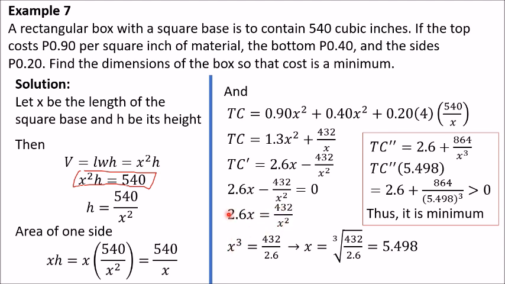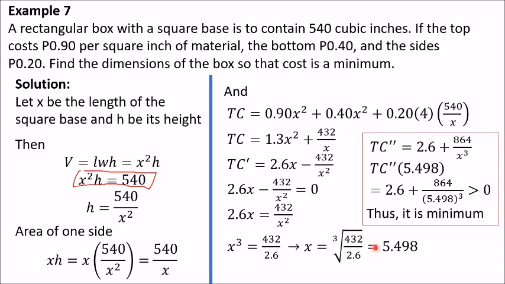And then 432, itong 2.6, tanggalin natin dyan. Ipababa natin dito, 2.6. Just like, parang sabay tayong nag-divide both side by 2.6 at nag-multiply din tayo both side ng x squared para ma-cancel itong x squared at yung 2.6 doon. So, ito yung kanyang resulta. And then now, solve for x here. We know that the x cubed, when you solve for x, it will become the cube root of this quantity. So, x equals the cube root of 432 over 2.6.